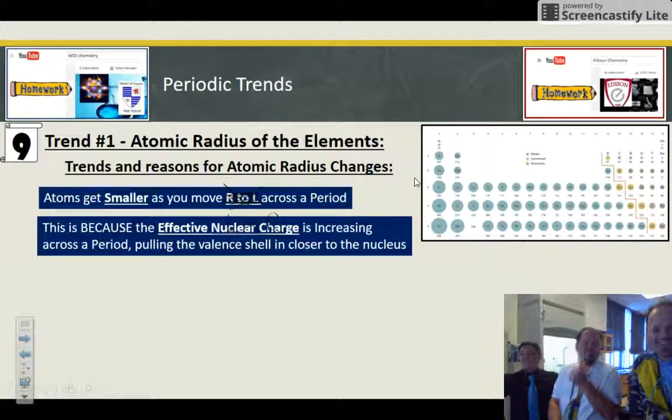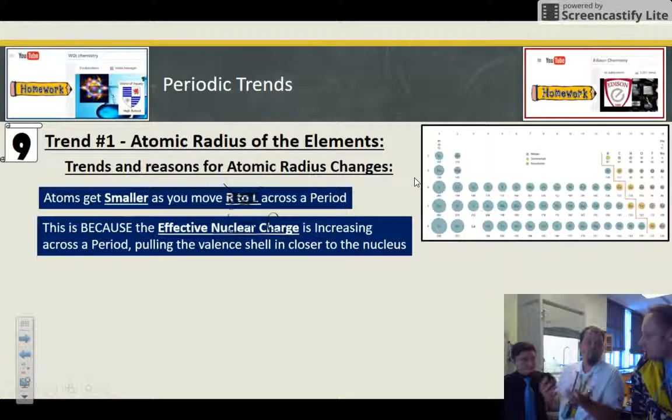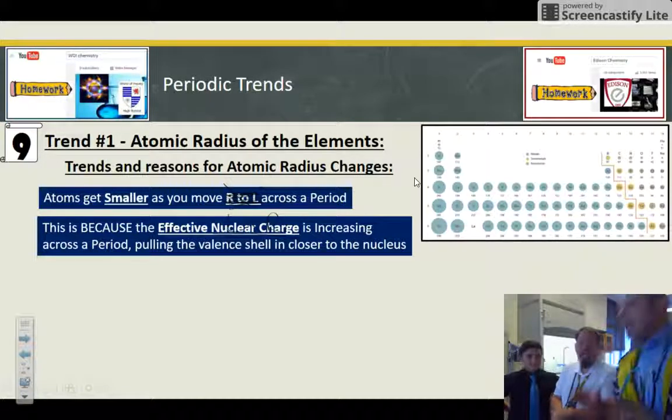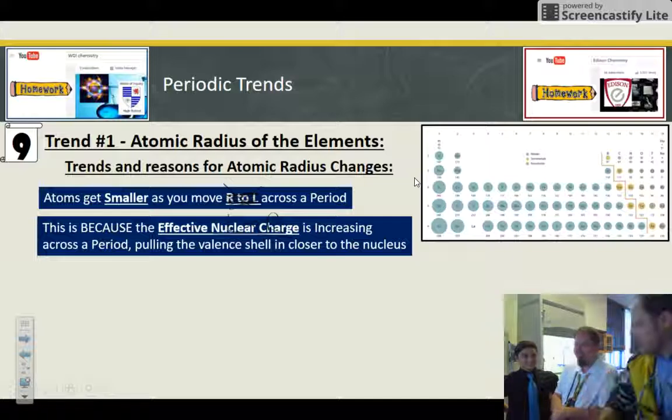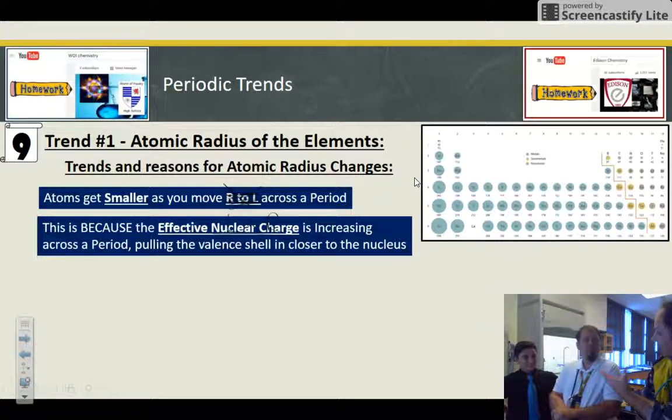The reason for this is that the effective nuclear charge is increasing. I am getting more protons and I'm not adding any interference. So more protons pull stronger. Pull more, shrink. They get closer and closer, the valence shell and the nucleus, that is. And that's how we measure the radius. So there's your trend.